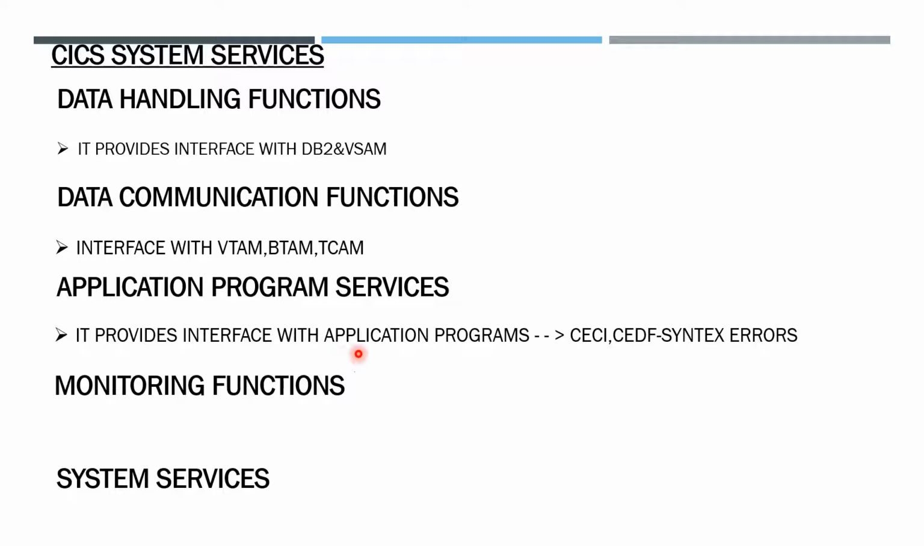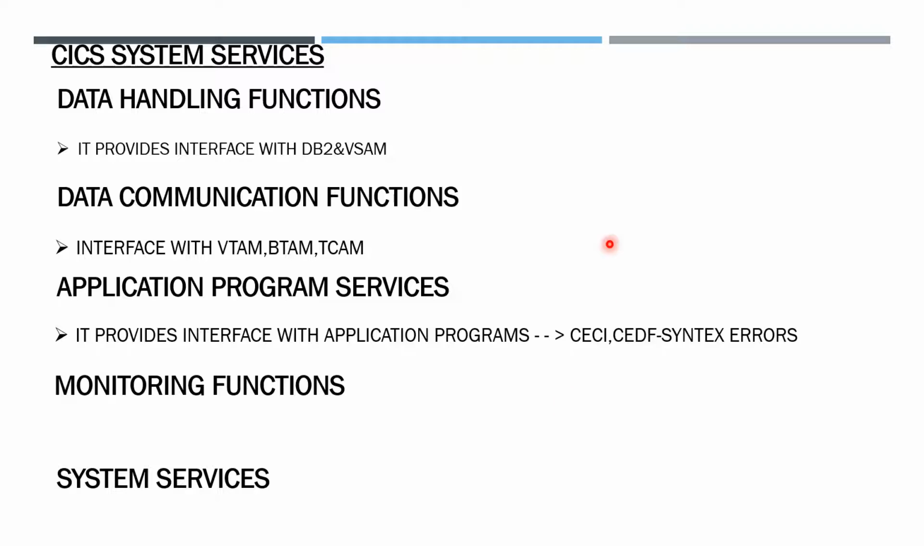CICS can interface with C language applications, Python language applications, and many other programming language applications. CICS itself has CECI and CEDF. CECI is the CICS execution command interpreter, and CEDF is the CICS execution diagnostic facility. CICS has its own execution diagnostic facility.